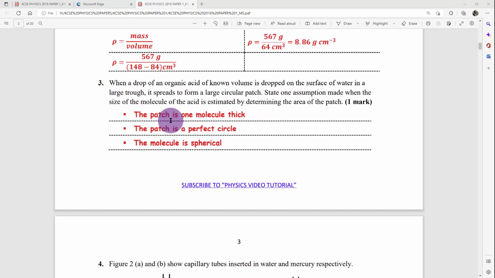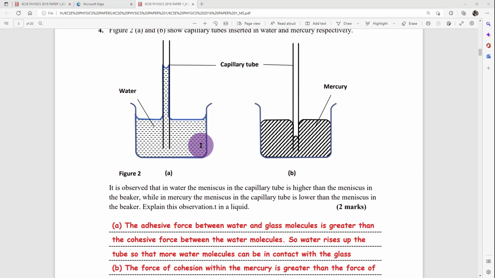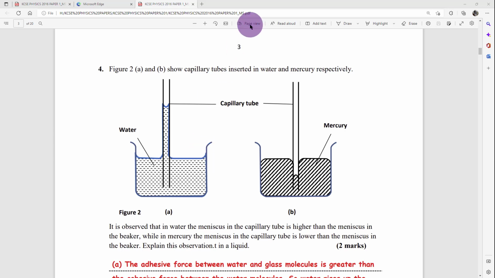So I've given you 3. You could state any one of these 3. But remember, when you are taking your exam, when you are asked to state one thing, just state one thing. Don't be generous. So you could state that the patch is 1 molecule thick, or you could say the patch is a perfect circle, or you could even say the molecule is assumed to be spherical.